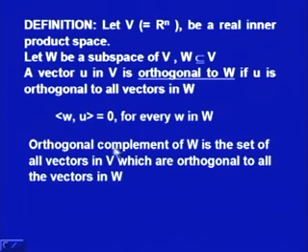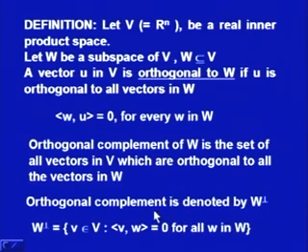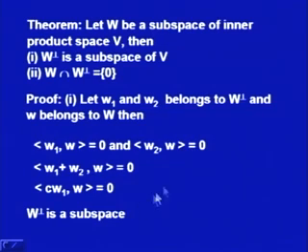Then we talk about the orthogonal complement of W, which is the set of all vectors in V which are orthogonal to all the vectors in W. We will come back to this again. The orthogonal complement is denoted by W perpendicular. Now, let W be a subspace of inner product space V, then W perpendicular is a subspace of V, and the intersection of W and W perpendicular is 0. This is really an interesting result.